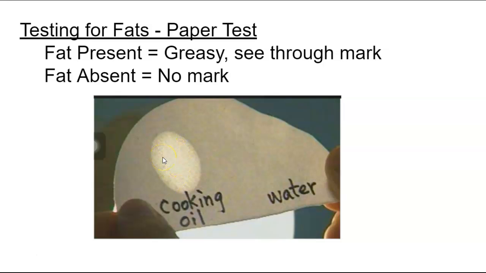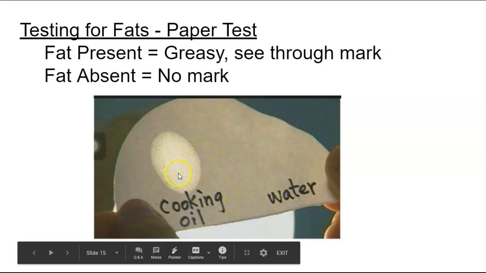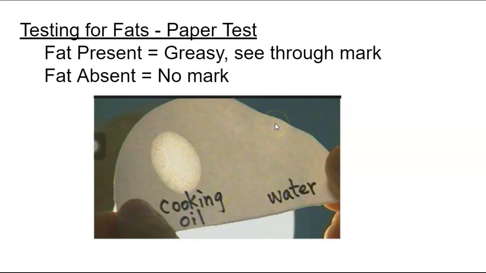And you can do this at home if you have vegetable oil or Crisco shortening. You can put a little bit on a piece of paper, put some water on another piece of paper, let them dry, and then hold them up to the light. The oil's not really going to dry because it doesn't have water. It's not going to evaporate, but the water will.